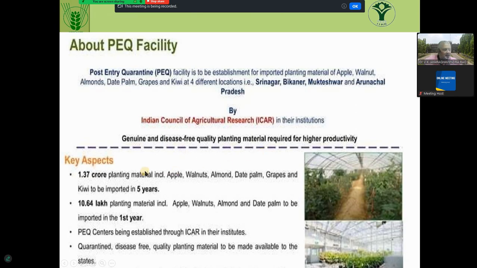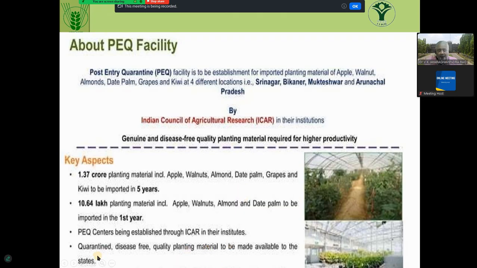Then post-entry quarantine. That means the moment, so post-entry quarantine is an establishment of imported planting material of apple, walnut. Okay, they are all established in Srinagar, Bikaner, Mukteshwar, and Arunachal Pradesh, because it is here that the outside foreign planting material comes to India. So therefore, 1.37 crore planting material, which includes apple, grapes, and other things, had to be imported. Okay, about 10.64 lakh planting material also has to be done in the first year. Therefore, the post-entry quarantine facilities are established through ICAR in the respective institutes.